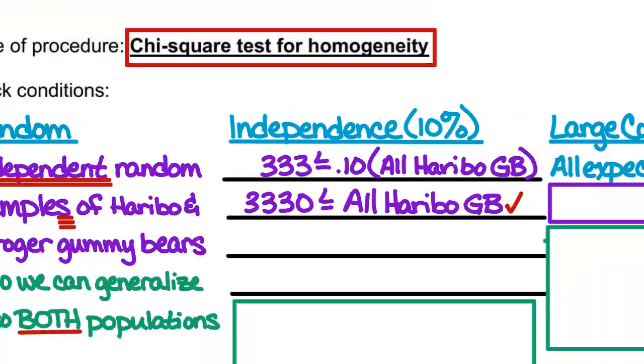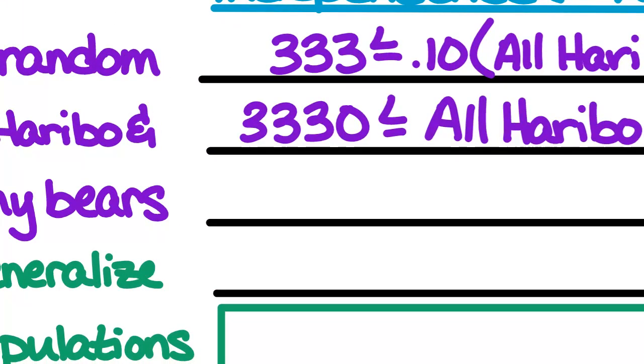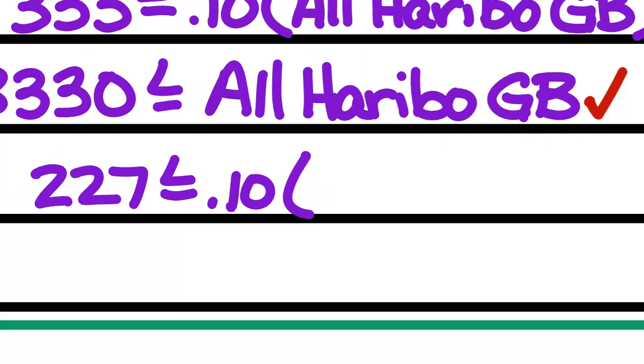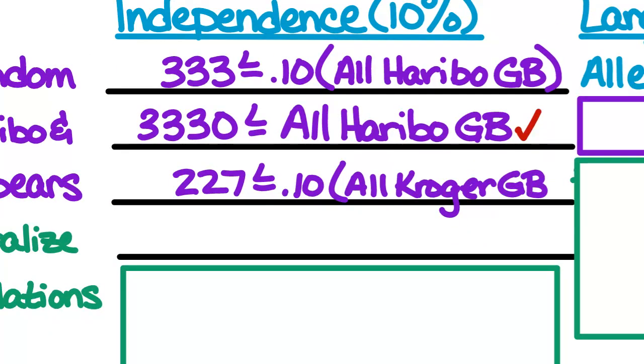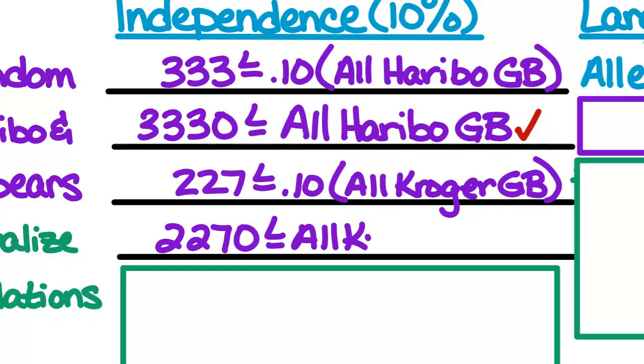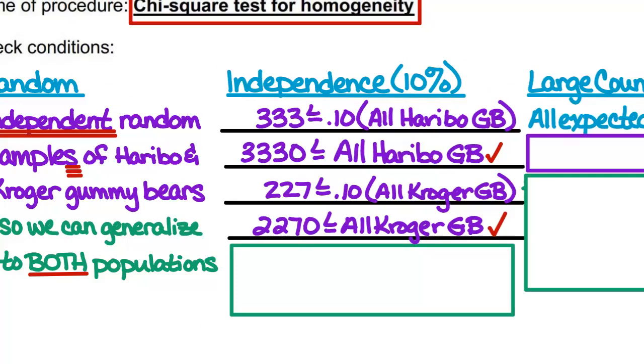Yes. So now we still have to come back in and check Kroger. We had how many Kroger gummy bears? 227, less than or equal to 10% of all Kroger gummy bears. So that means there has to be at least 2,270 Kroger gummy bears. Safe assumption? Yes. So we are good on our independence.